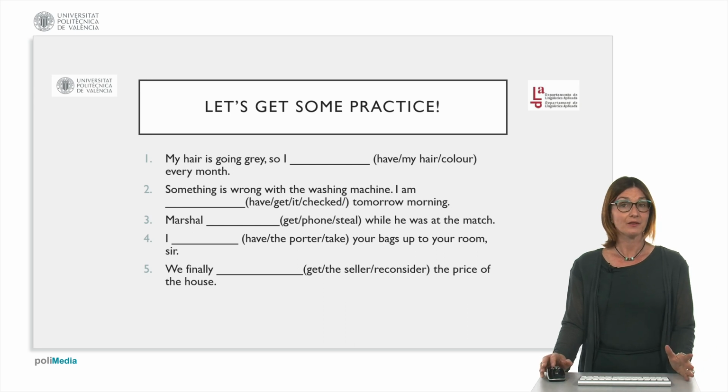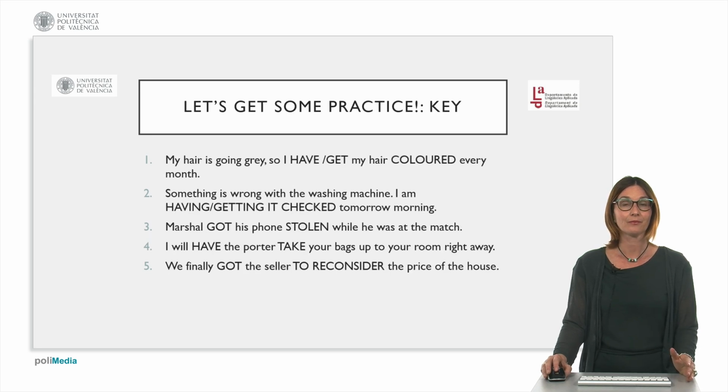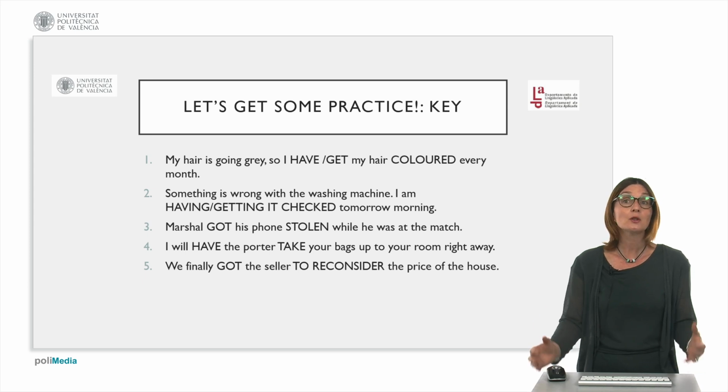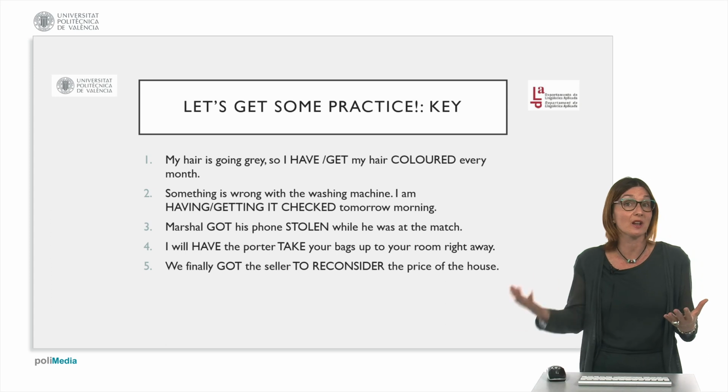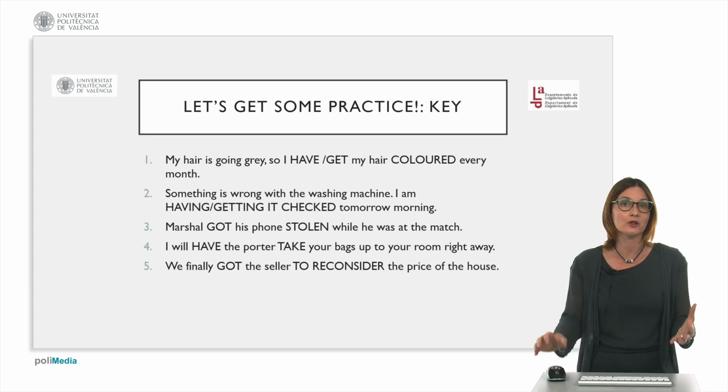Here you have 5 sentences, and I want you to pause the video, write down your answers, and you can check the answers later. Right, so let's have a look at these examples. They say my hair is growing grey. So I have or I get my hair colored every month. You could do it just on your own at home, but the normal thing is to go to the hairdressers and they color it for you.